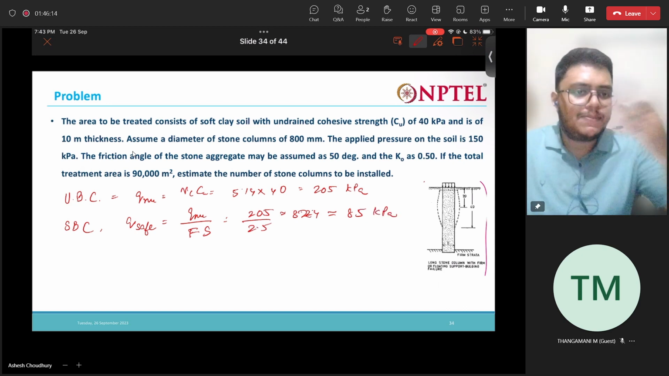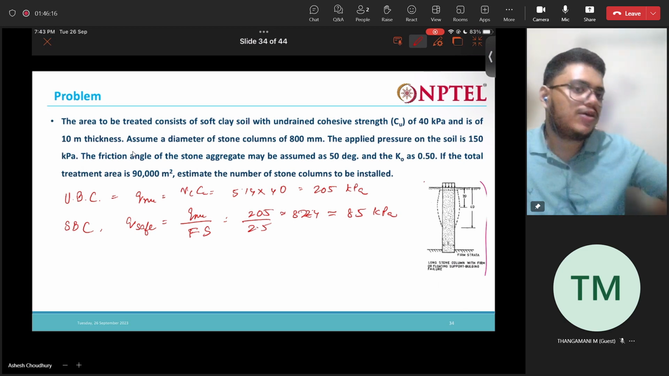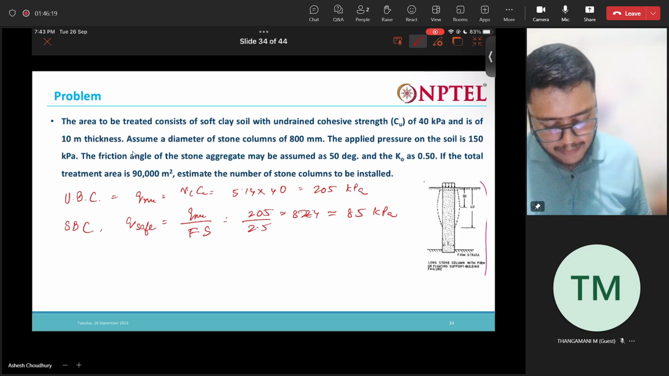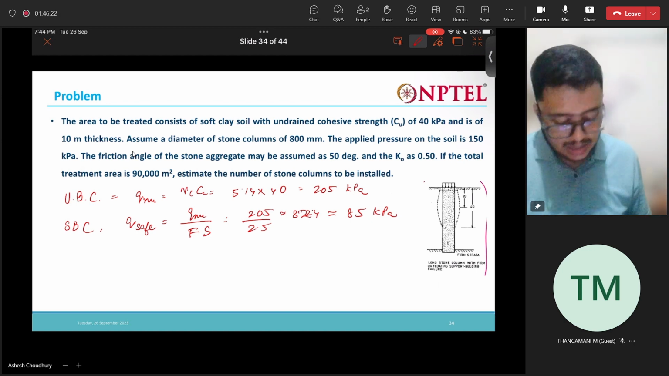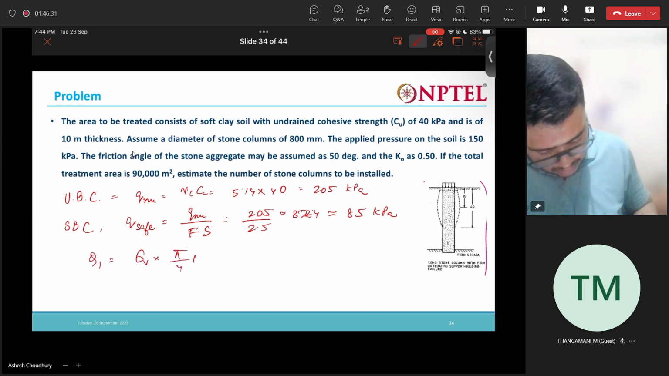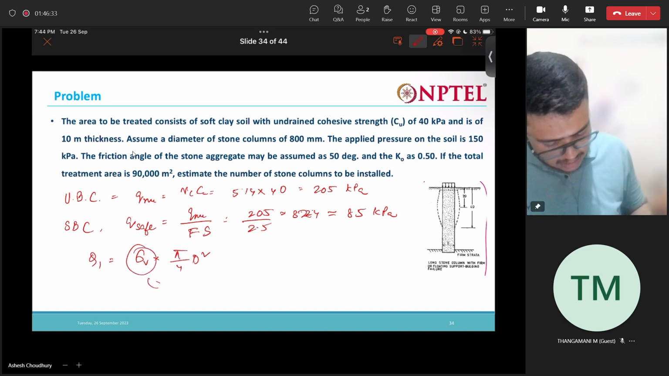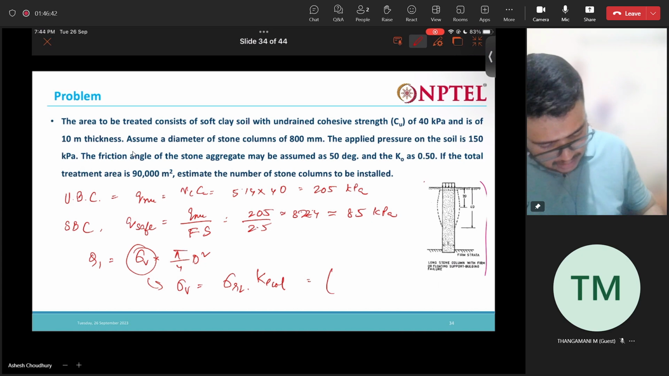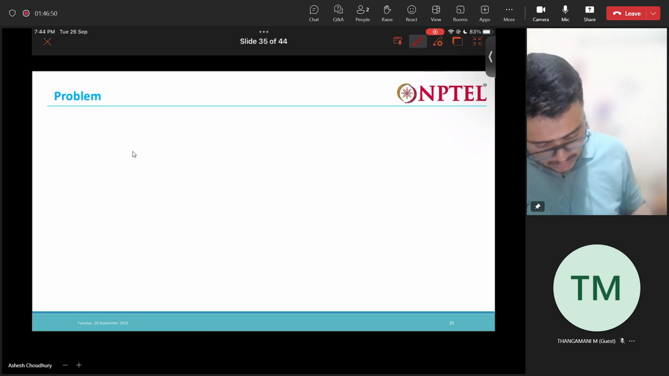Now three parts are there, right? Q1, Q2, Q3. Now first let us determine Q1. Q1 was the capacity of stone column based on bulging. Q1 was sigma V times pi by 4 into diameter square. Now what is sigma V? Sigma V is sigma RL times Kp column. What is sigma RL? Sigma R naught plus 4Cu. What is sigma R naught? So let us do one by one. First, let us find out sigma R naught.